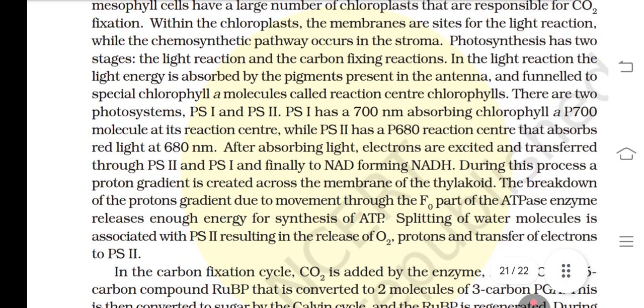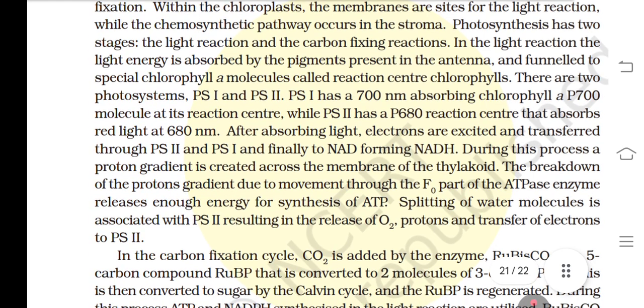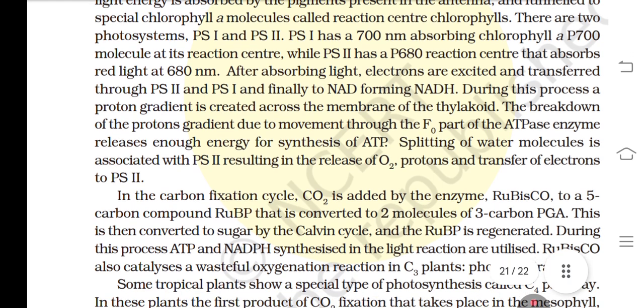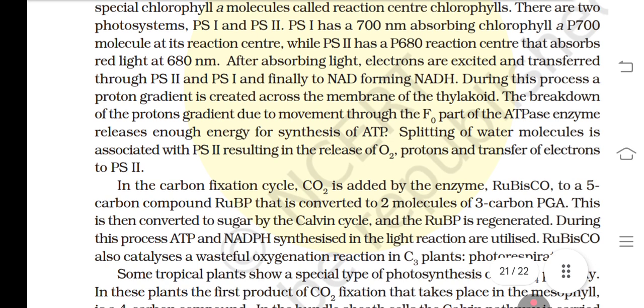is where the carbon fixation pathway occurs. Photosynthesis has two stages: the light reaction and the carbon fixation reaction. In the light reaction, light is absorbed by the pigments present in the antennae and funneled to special chlorophyll molecules called reaction center chlorophyll. There are two photosystems: PS1 and PS2. PS1 has a P700 absorbing chlorophyll a molecule at its reaction center, while PS2 has a P680 reaction center that absorbs red light.